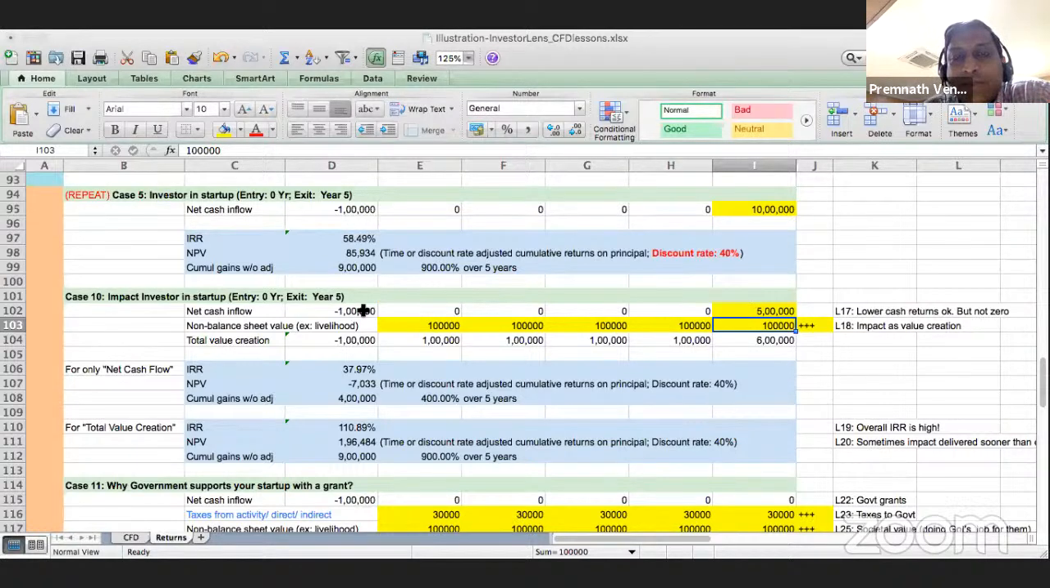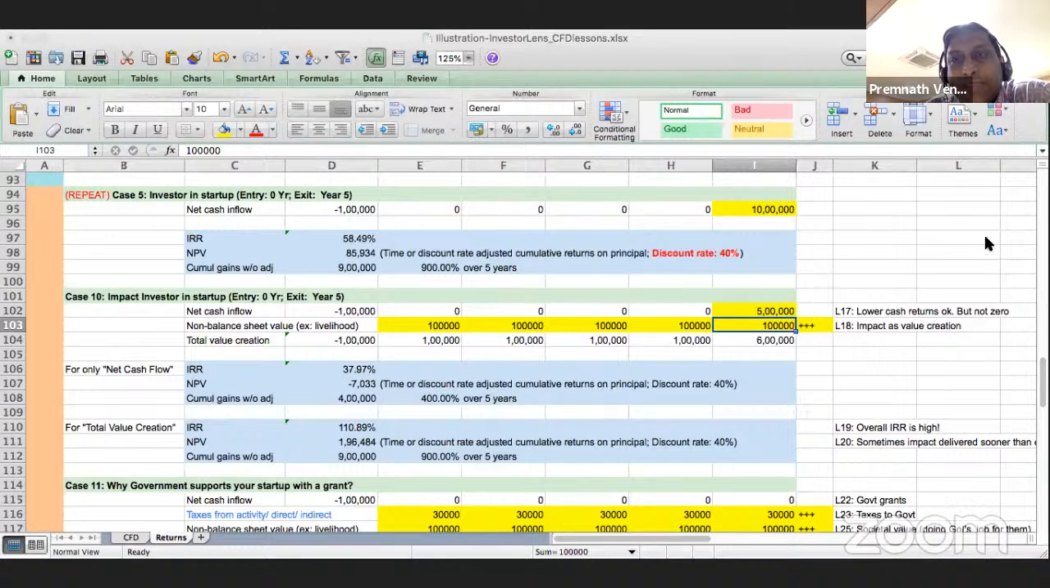So if I had just gone with the cash returns for the investor, you can see that the NPV here is low, negative. In fact, IRR is 37.97. But if I take total value creation, including the livelihood, my number is phenomenal, right? I'm looking at 110% and NPV of almost 2 lakhs out here. So a typical impact investor is willing to forego a little bit of this, but not entirely. And at the same time wants to see this impact, right?